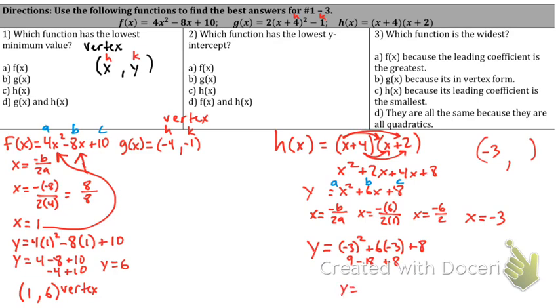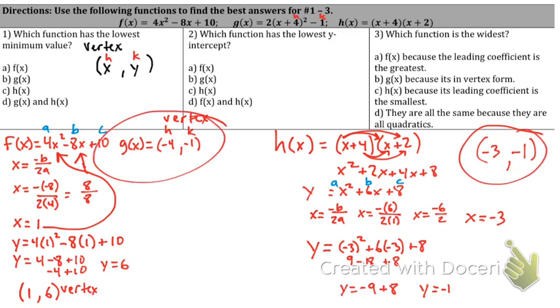So let's do this math. 9 minus 18 is negative 9 plus 8. And that gives us y equal to negative 1. So my vertex has a y of negative 1. So that lowest point is negative 1. Remember, your y controls your minimum or your lowest point, okay? So if you look, h of x and g of x have the lowest minimum value. They have a negative 1 minimum value. So D is my answer here.